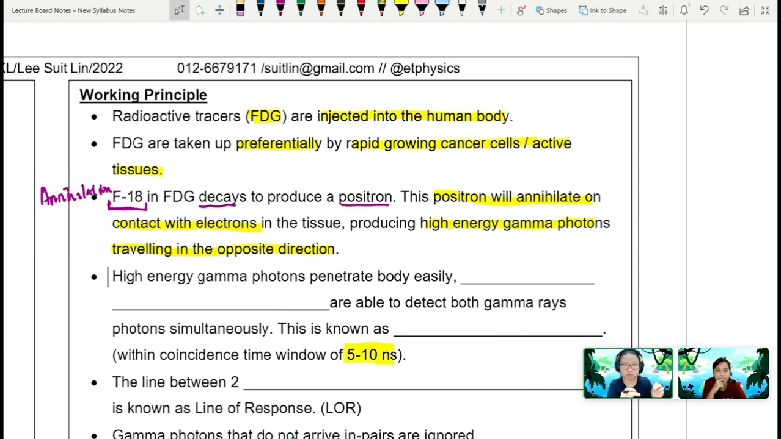But the focus of you writing a working principle essay is to showcase that you understand, number one, there is a need for a tracer. Number two, cancer cells and active brain cells really like this tracer and they will absorb this. Number three, there is an F-18 inside the tracer that will decay to produce a positron. Upon annihilation, two gamma photons travel in the opposite direction. So this first part is basically describing the tracer.